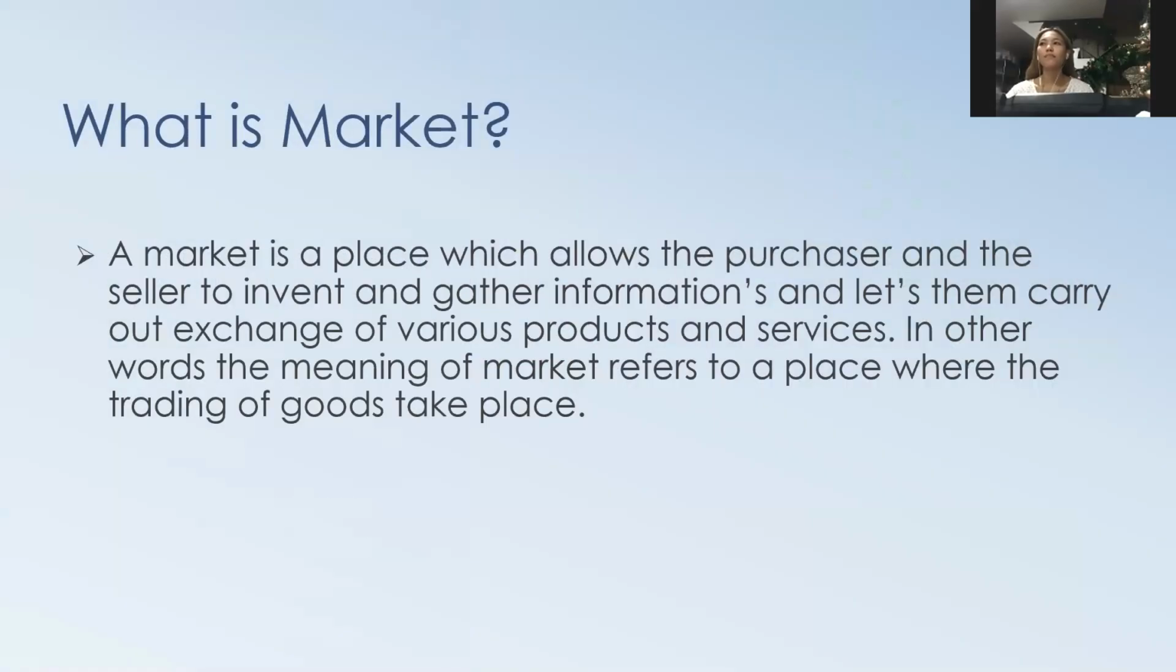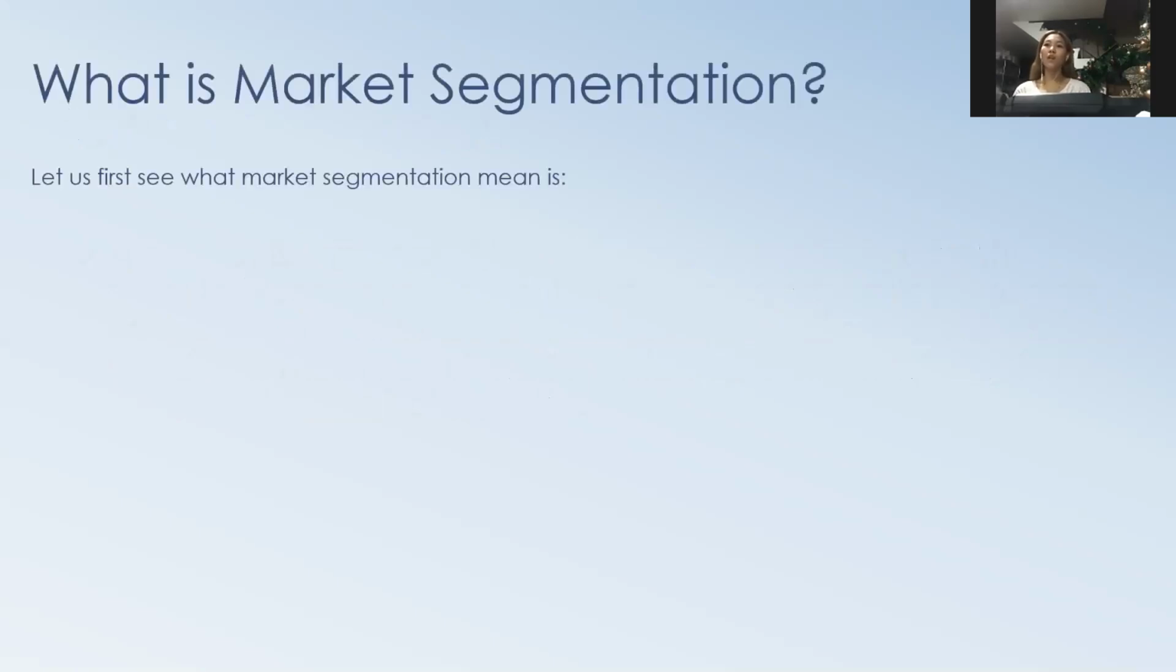What is a market? A market is a place which allows the purchaser and the seller to gather information and lets them carry out exchange of various products and services. In other words, the meaning of market refers to a place where the trading of goods takes place. The place can be a marketplace or a street market. A market, by definition, comprises people or businesses with potential interest, purchasing power, and willingness to spend money to buy a product or service that satisfies a need.